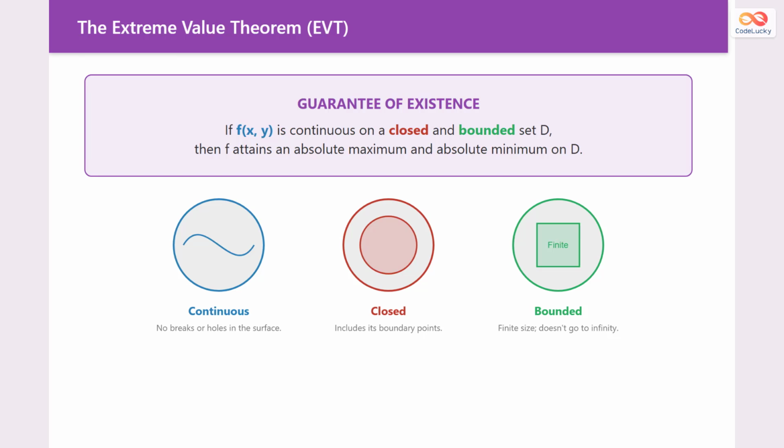How do we know these points even exist? The Extreme Value Theorem guarantees that if we have a continuous function, meaning no breaks or holes, and our region is both closed and bounded, then there must be an absolute maximum and minimum. Closed means the region includes its boundary fence, and bounded means it doesn't stretch out to infinity.